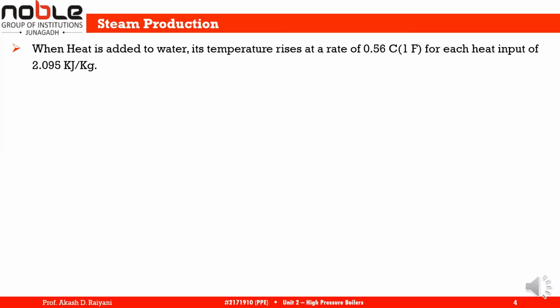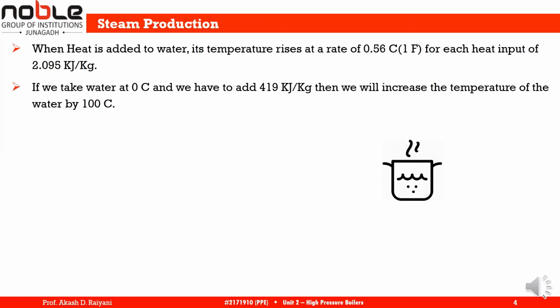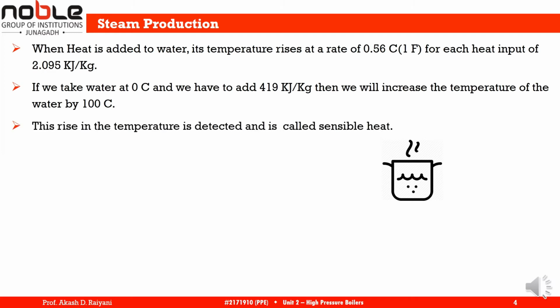Next one is steam production. Before we start high pressure boilers, let me discuss steam production. When heat is added to the water, its temperature rises at a rate of 0.56 degree centigrade, that is 1 Fahrenheit, for each input of 2.095 kilojoule per kg. If we take water at 0 degree centigrade and add 419 kilojoule per kg, we will increase the temperature of the water by 100 degrees centigrade.